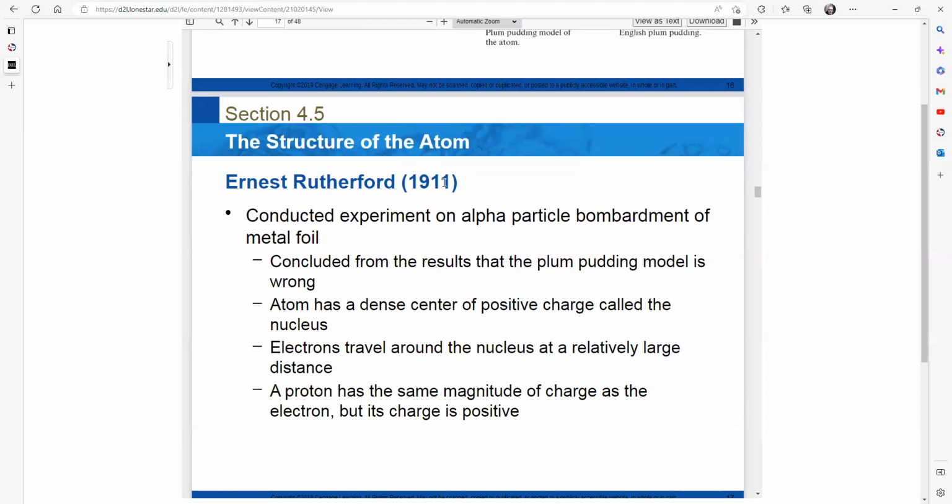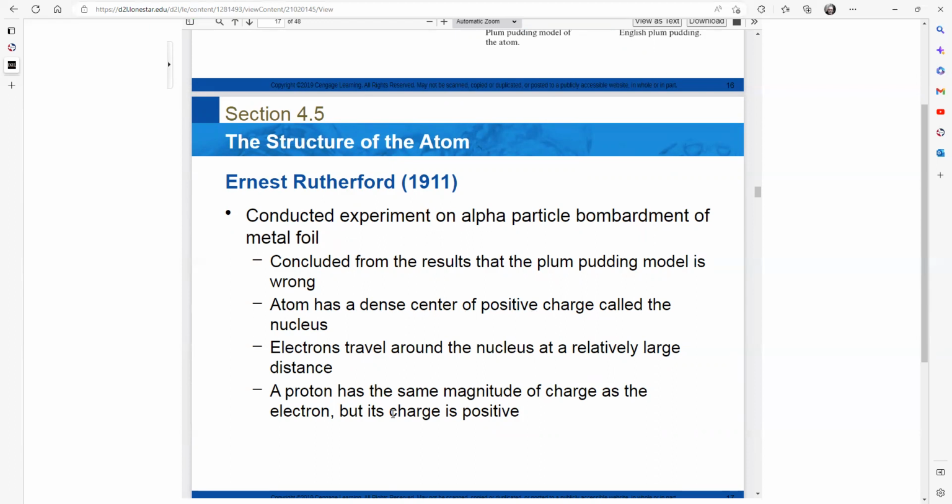Rutherford, in 1911, conducted an experiment on alpha particle bombardment of a metal foil. He concluded that the result from the Plum Pudding model is wrong. The atom has a dense center of positive charge called the nucleus, and the electrons travel around the nucleus at a relatively large distance.